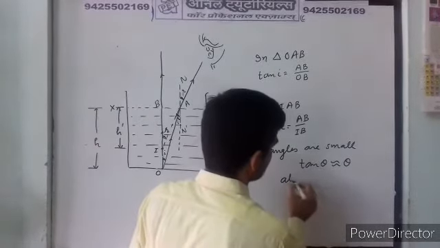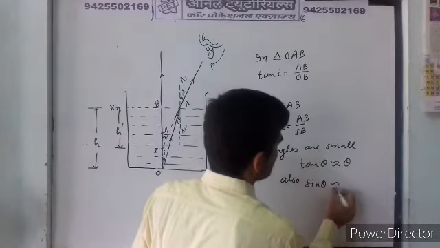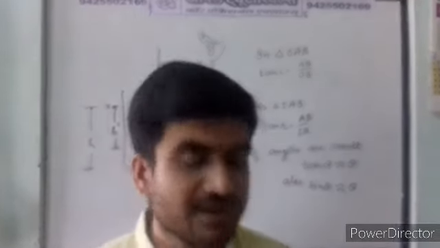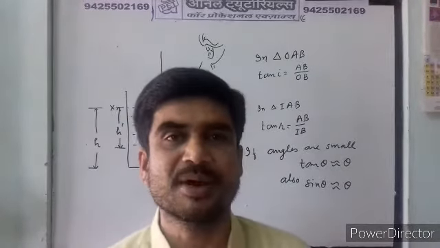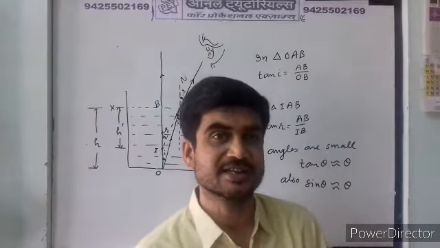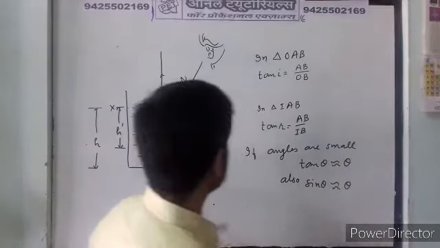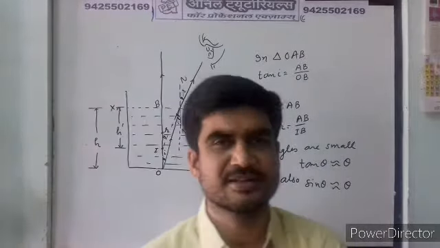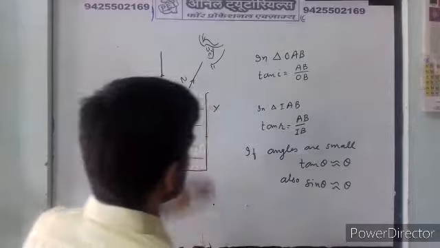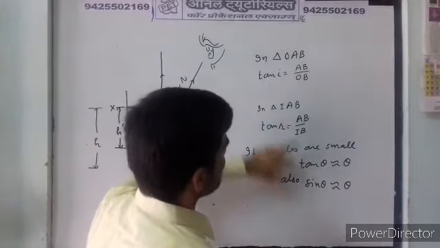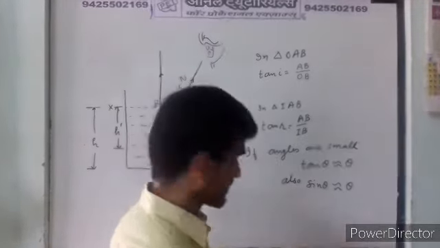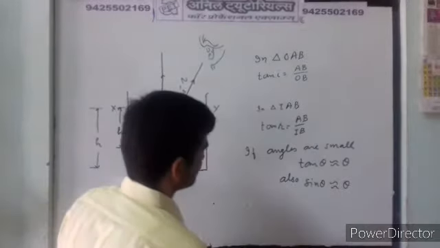And also sin theta is equal to theta. This is for very small angles, meaning angles less than pi by 6 radian. So when the angle is less than 30 degrees, meaning pi by 6 radian, it is applicable. So here these angles are acute angles, very small acute angles. For very small acute angles, we are applying this concept. So here we can write tan I is equal to I, and I is equal to sin I. So we can replace tan I with sin I.